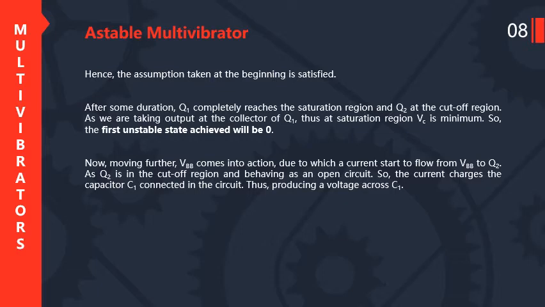As we are taking output at the collector of Q1, thus at saturation region Vc is minimum. So the first unstable state achieved will be 0. Now moving further, VBB comes into action, due to which a current starts to flow from VBB to Q2, as Q2 is in the cutoff region and behaving as an open circuit. So the current charges the capacitor C1 connected in the circuit, thus producing a voltage across C1.